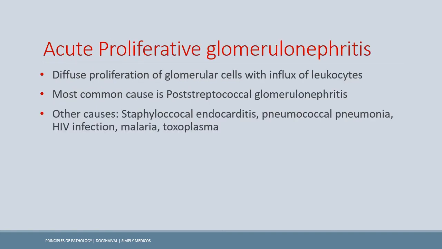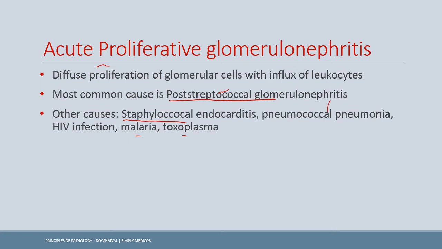Okay, so as I've already mentioned, a patient would present with nephritic syndrome or nephrotic syndrome as a clinical scenario. So there are various conditions that cause nephritic syndrome. Okay, the first one which we are going to see is acute proliferative glomerulonephritis, and the most important example is post-streptococcal glomerulonephritis. The PSGN is more common amongst children. Okay, and secondly, we also have some other causes like staph endocarditis, pneumococcal pneumonia, HIV infection, malaria, and toxoplasma.